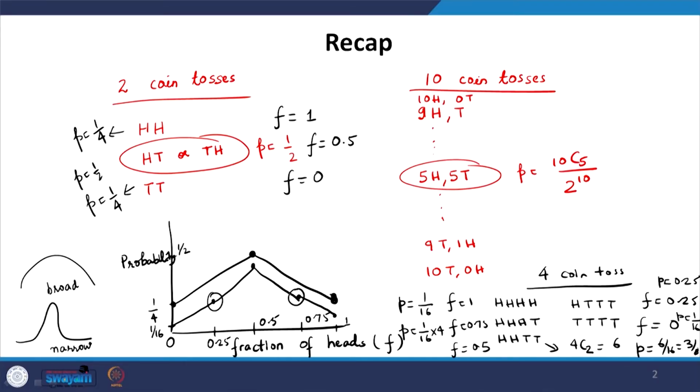So, we could either be f equal to 0 or f equal to 1. When I am doing 4 tosses, then we have 2 additional outcomes, f equal to 0.25 and f equal to 0.75. If I do 10 tosses, then I will have even more outcomes closer to f equal to 0.5. So, as I am increasing the number of tosses, we are having more and more points near the peak. So, although the absolute probability for the peak reduces, the probability of f being in a range actually increases as I increase the number of tosses.